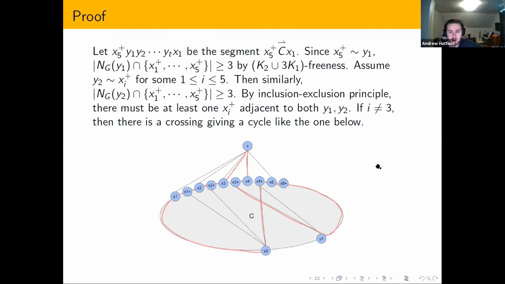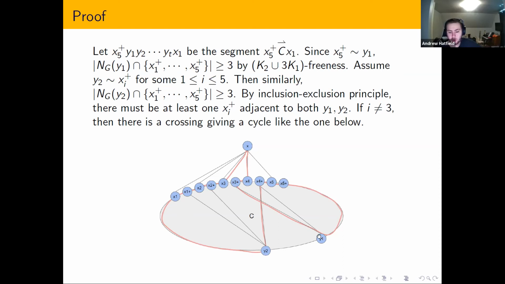Next, our goal is to show that y2 can have no connections in the set. If we assume that it did have some connection, by the same argument, it would have to have at least three. So we see that this set only has five vertices. And each of these sets, the intersections, has to be at least one. So there has to be at least some vertex here that is adjacent to both y1 and y2.